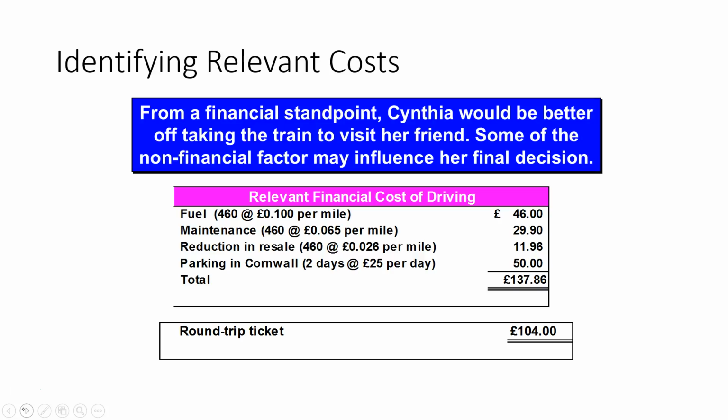So the total relevant costs of driving, £137.86. Whereas the round trip ticket on the train was £104. So taking into account the relevant costs only, so being just those costs that were relevant to her decision as to whether to drive or go by the train, we can see that it's currently financially better to take the train.